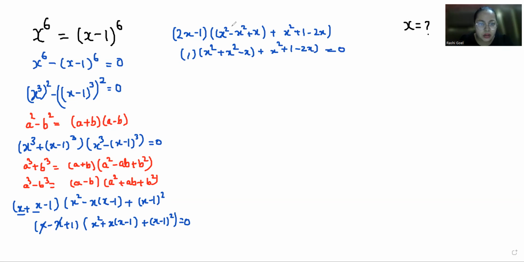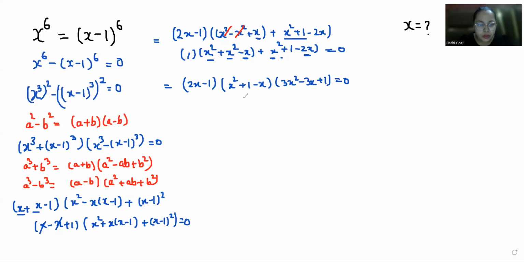Now we can cancel out these two and write (2x minus 1) in bracket, (x square plus 1 and minus 2x plus x is minus x, and here x square plus x square, 2x square plus x square, 3x square, negative x, negative 2x, negative 3x plus 1) is equal to 0.